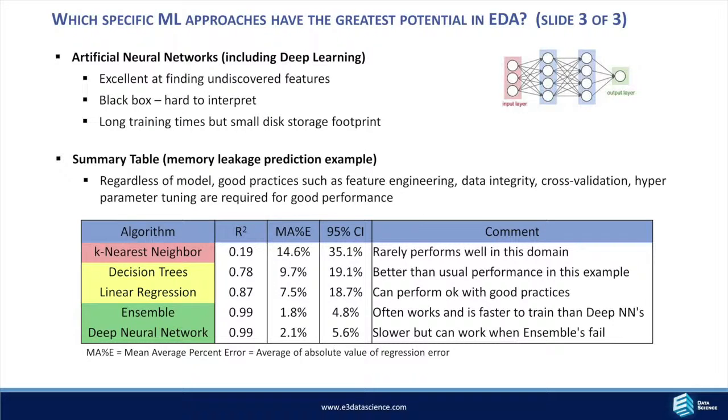So here's a summary table of a memory leakage prediction using the 5 models I just talked about, roughly ranked from worst performing to best performing for this example. The 2 at the bottom in green, Ensemble and neural networks, performed the best by far. You can kind of see that by the metrics in the middle columns.